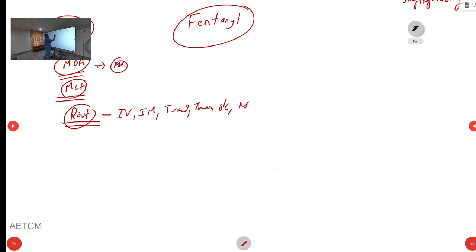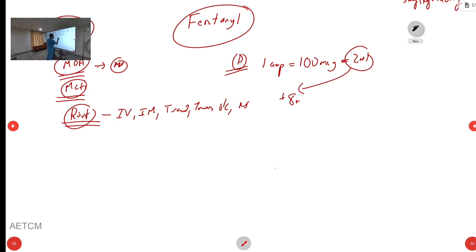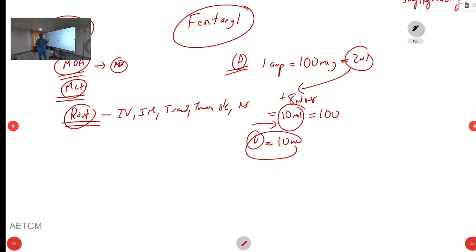Now we come to the dilution of fentanyl. One ampule of fentanyl contains 100 micrograms, which is equal to 2 ml. In this 2 ml, we will mix it with 8 ml of NS, thus making it 10 ml. So, each 1 ml will contain 10 micrograms. That is, this 10 ml contains 100 micrograms.